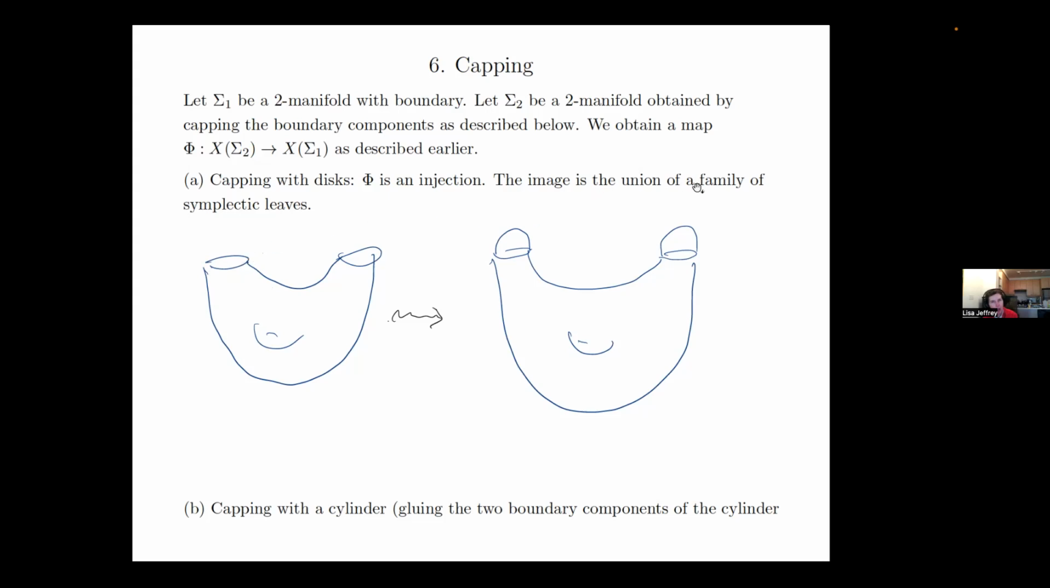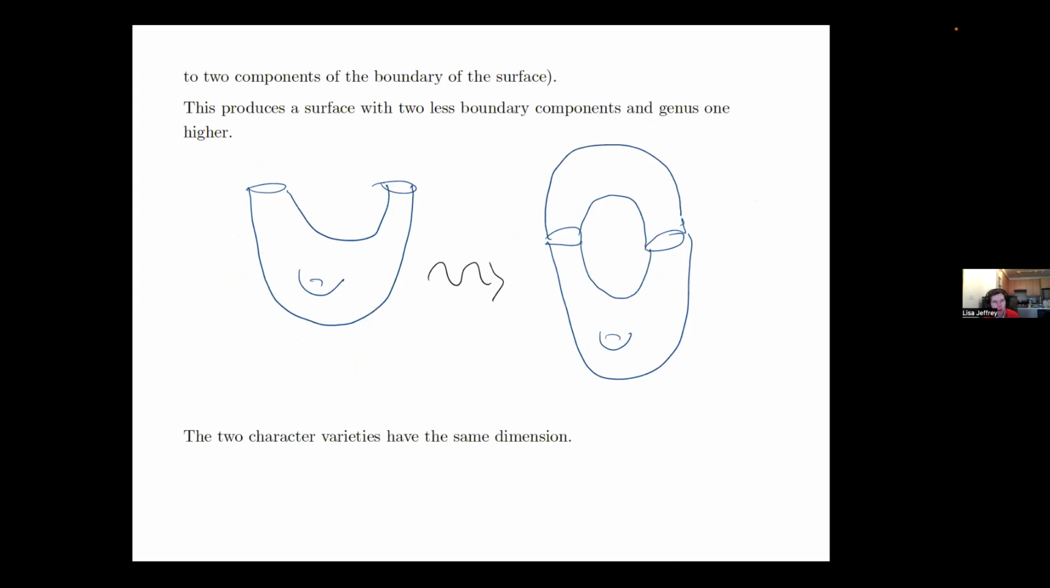The image in the character variety is the union of a family of symplectic leaves. You could also cap off with a cylinder. That means you glue the two boundary components of the surface like this. This produces a surface with two fewer boundary components, and the genus is one higher. The two character varieties have the same dimension.